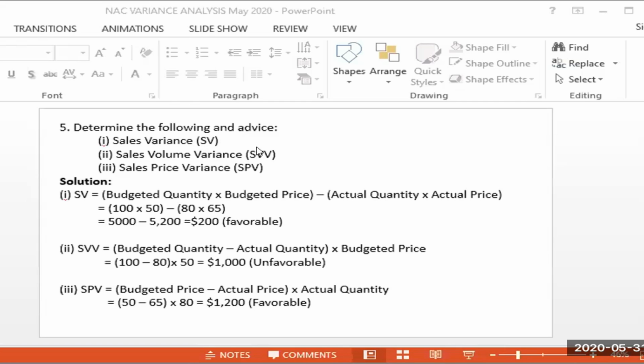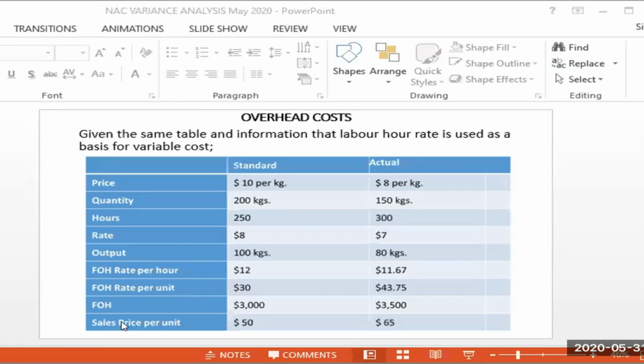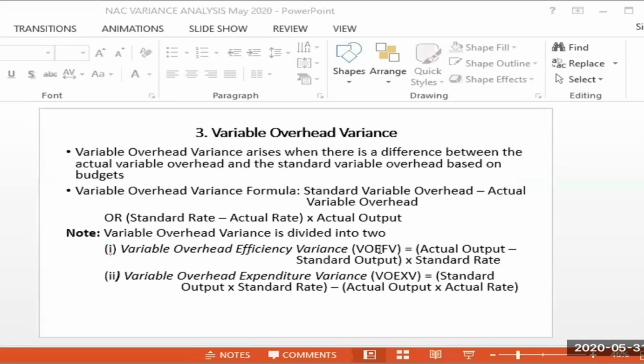Now, the sales variance, you've been given our formula there, is budgeted quantity times budgeted price, and then minus actual quantity times actual price. So budgeted quantity was 100, and the budgeted price is 50. If you look at the table, you can see our budgeted price, sales price per unit. Our budgeted or standard is 50, and then the actual is 65. So basically, these are the prices that you're going to use as our rates, our price rates. And then the output is 100, which is standard, and 80, which is actual.